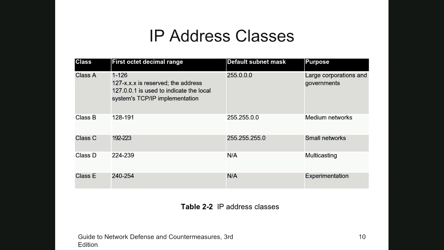So you've got your classes, class A through class E. It's going to take you through the first octet, the decimal range. Your default subnet mask is next. And then here's an example of the purposes for the different ones based on the classes. So usually large corporations and governments are operating on class A IP addresses all the way down to medium networks. And medium networks could still be as large as huge cities and states. Small networks take us down into small businesses, even very large small businesses. And then class D IP addresses are for multicasting.